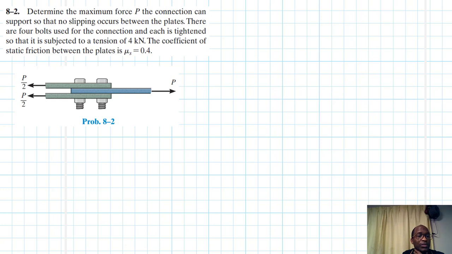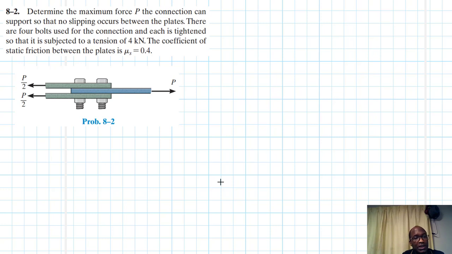The problem reads, determine the maximum force P the connection can support so that no slipping occurs between the plates. There are 4 bolts used for the connection, and each is tightened so that it is subjected to a tension of 4 kilonewtons. The coefficient of static friction between the plates is mu s equal to 0.4. This problem is coming from the Engineering Mechanics Statics textbook, 13th edition by R.C. Hibbeler.